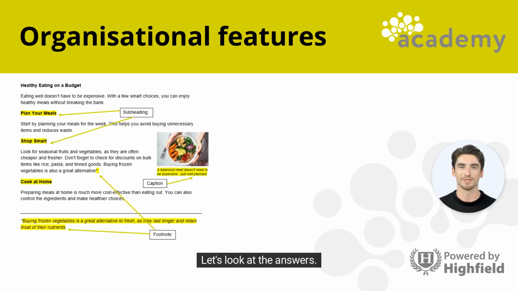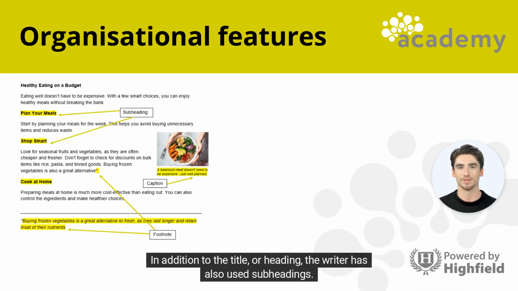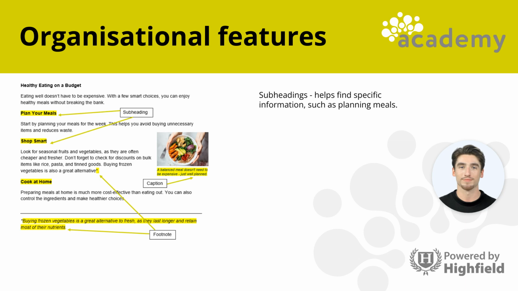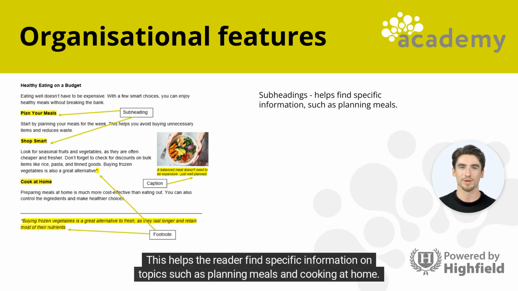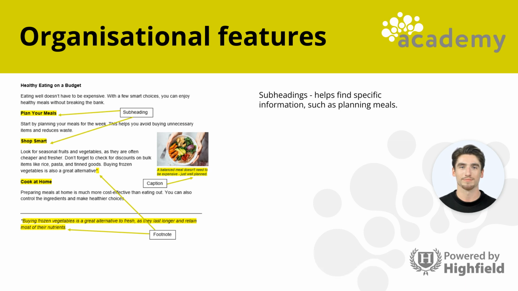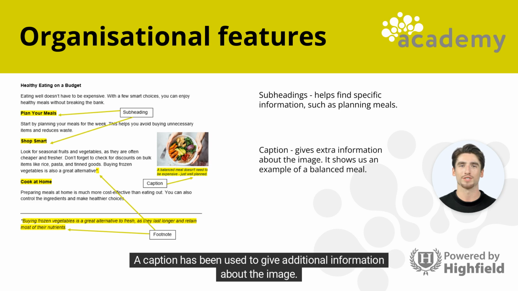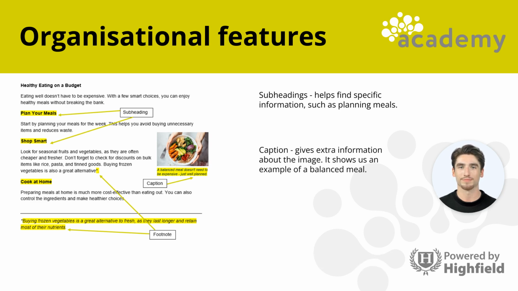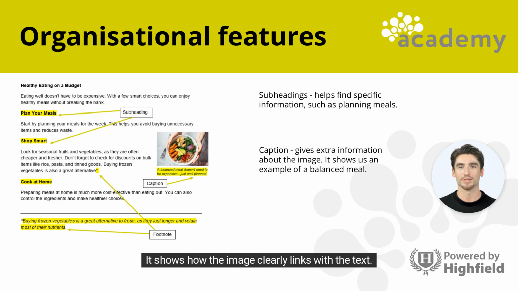Let's look at the answers. In addition to the title or heading, the writer has also used subheadings. This helps the reader find specific information on topics such as planning meals and cooking at home. A caption has been used to give additional information about the image. It shows how the image clearly links with the text. In this example, it tells us the image is of a balanced meal.